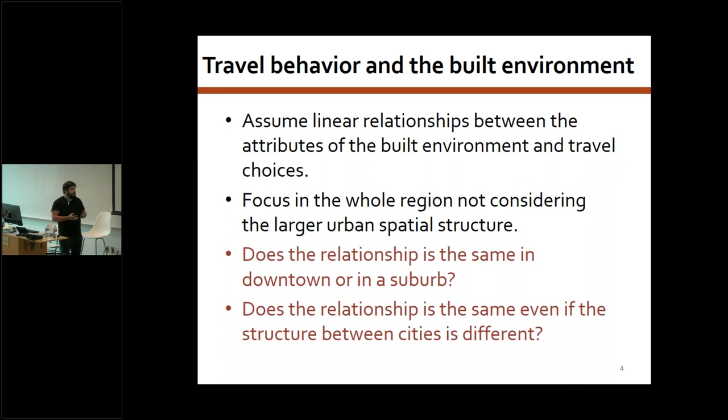So it doesn't matter where I am in the city, it's going to increase with the same kind of slope or number. The literature also usually focuses on the whole region and doesn't consider the larger urban spatial structure, which is different if you think of a city like Los Angeles or New York. So the follow-up questions are: does the relationship stay the same downtown as in the suburbs? Can we model these different built environment characteristics with just a linear model? And does the relationship stay the same even if the structure differs between cities, like a dense downtown versus a more sprawling place?